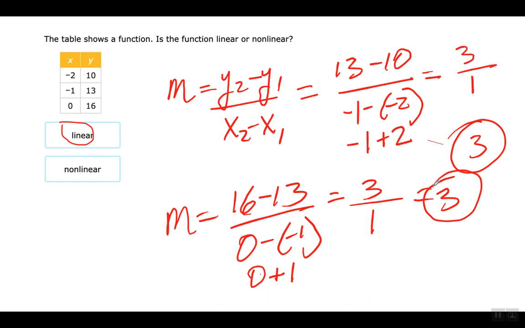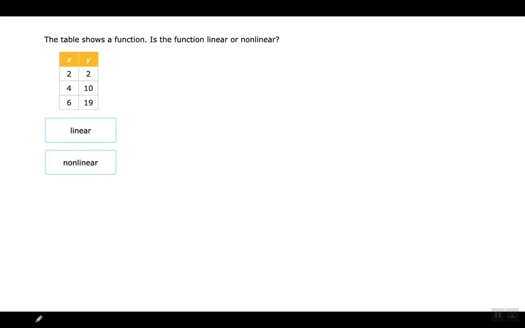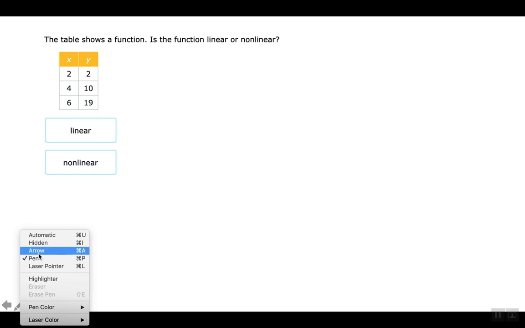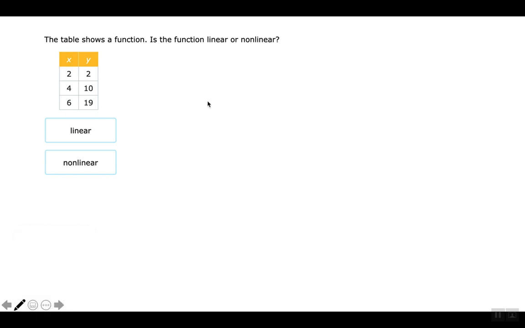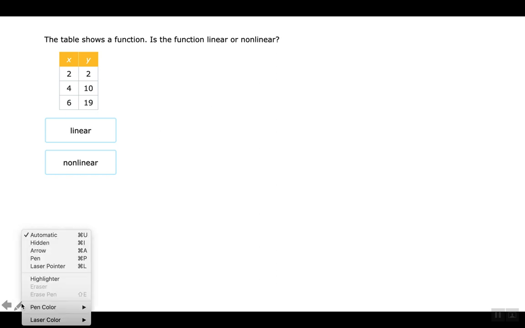I definitely encourage you, if you can, to do it with mental math when you can. But for the sake of these examples, I'm going to use the formula, because there's no point in saying mental math for the people that can't see it. They need to see me use the formula.